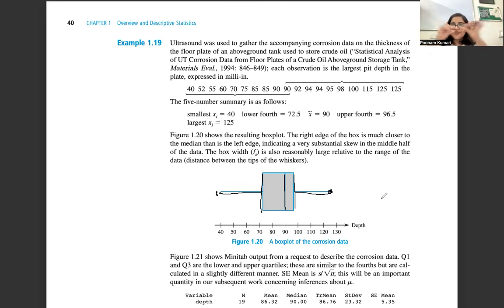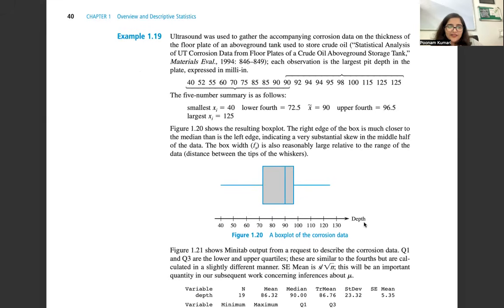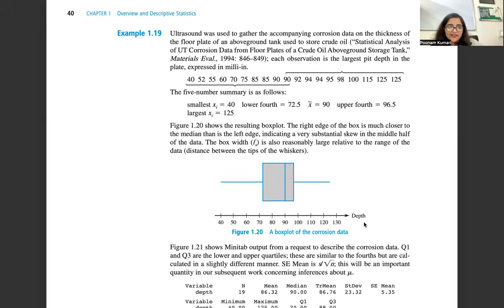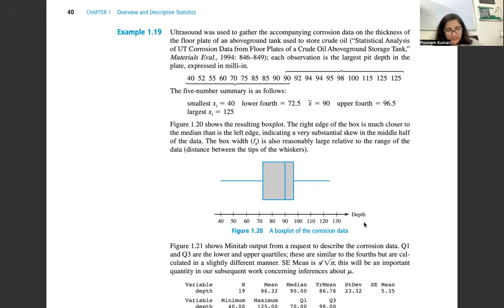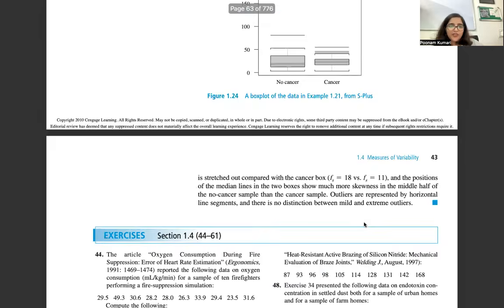Okay, ma'am. These two lines are like the whiskers. That's all. Nothing else. Okay, ma'am. Ma'am, there is a comparative box plot. We have to draw it in the same way or in a different way? Okay, comparative box plots, what do you have to do?